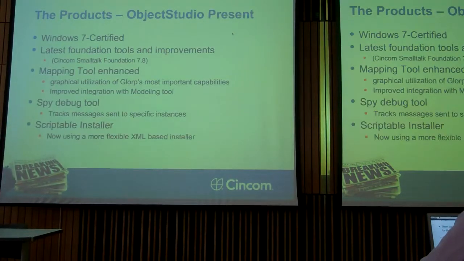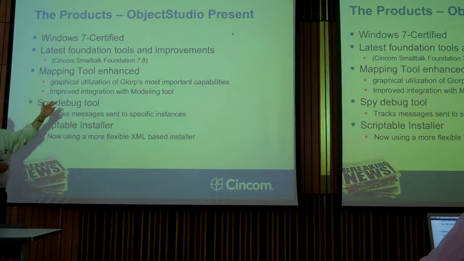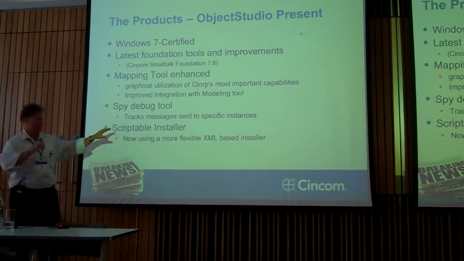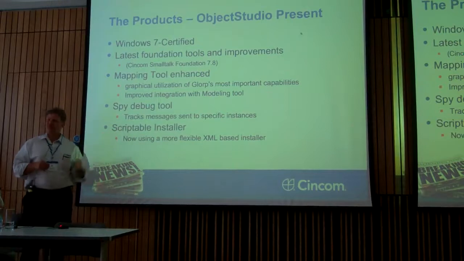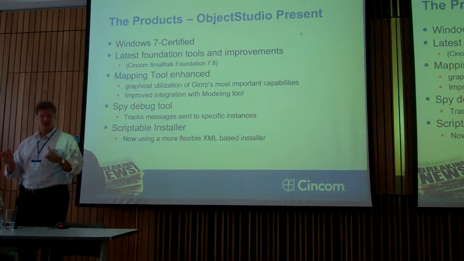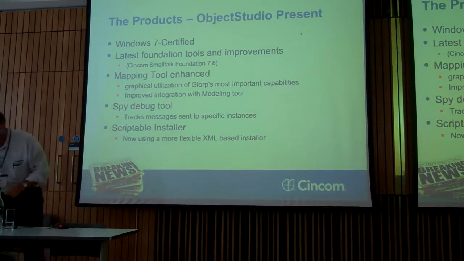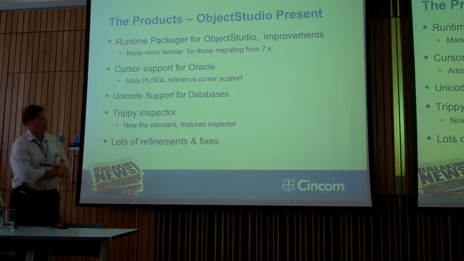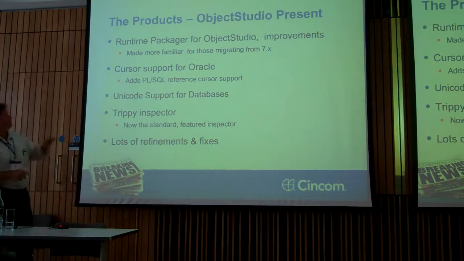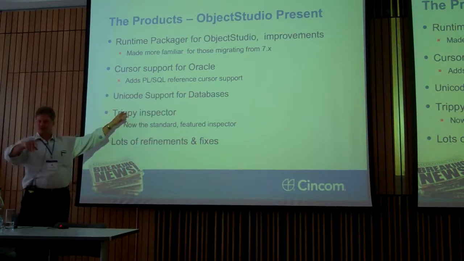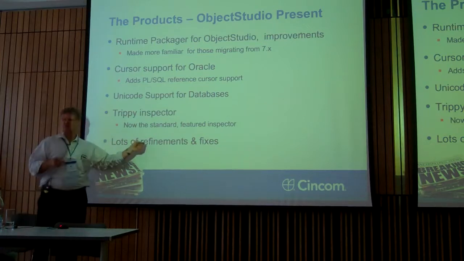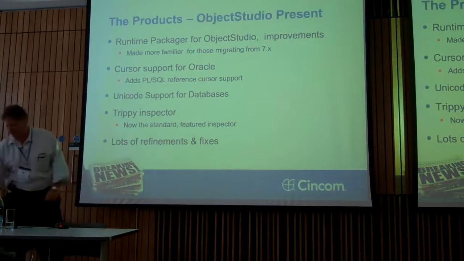Present, we are Windows 7 certified. We've gone over the latest foundation tools and improvements. Our mapping tool, we've started to make more utilization of Glorp's capabilities, improved the integration with the modeling tool. We've added something called a spy debug tool, a new installer that, talking with one of our engineers, Andreas, he thinks could even be used eventually by customers to deploy applications. It's a robust tool, so he's got some ideas for that. We've improved the runtime packager for use with Object Studio, cursor support for Oracle, Unicode support for databases, the Trippy inspector, which is also used in VisualWorks, is now the default inspector. And all kinds of refinements and fixes, lots of fixes going into each release.